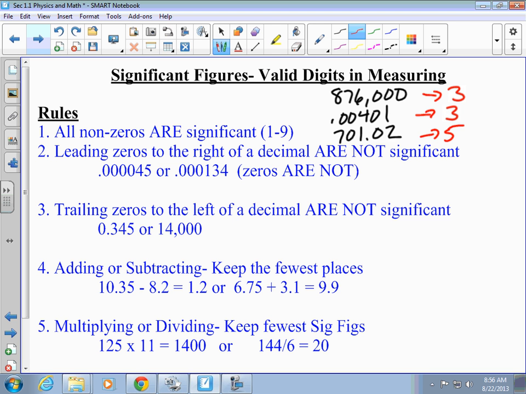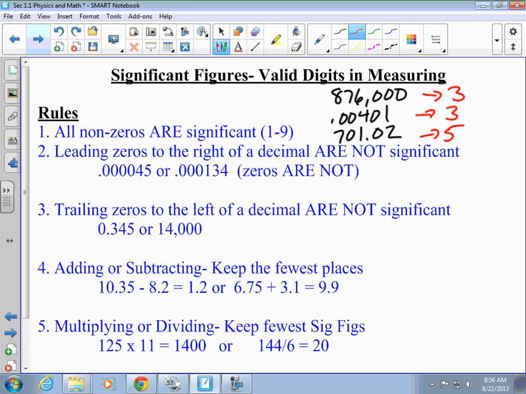So if I only measure out to 2 places, for the most part, my whole answer has got to be in 2 places because that's all the farther I measured. So what are our general rules in sig figs? All non-zeros are significant. So numbers 1 through 9 automatically count. So we're really only focused on zeros. Rule 2: leading zeros to the right of the decimal are not significant.